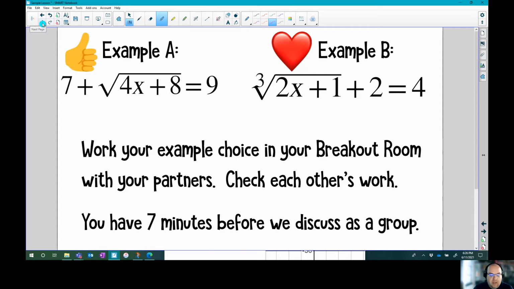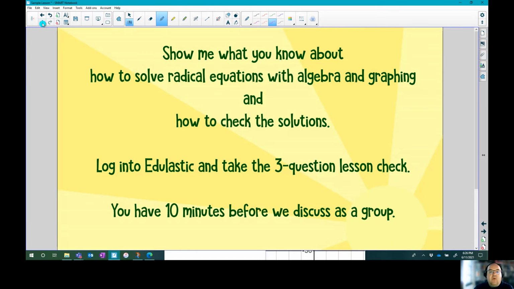Then at that point, I want them to show me what they know about how to solve radical equations with algebra, solving with graphing, and how to check their solutions. So I'd have them log into Edulastic and take the 3-question lesson check. They'll have about 10 minutes to do that before we discuss it as a group. Edulastic gives me real feedback in real time, so I would know where the most missed question was. Then I would come back and go over the results, seeing what the most missed question was and addressing those concerns as a group.